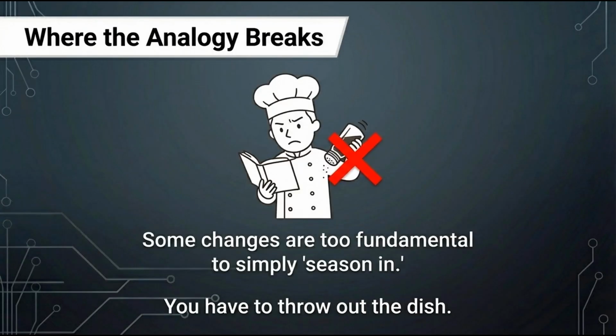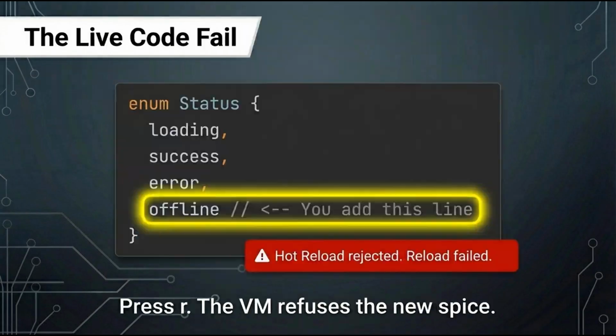But here's where the cooking analogy breaks. Some changes are too fundamental to simply season in. You can't just sprinkle them into the pot. You have to throw out the entire dish and start fresh. Here's a real example. I have an enum called status with 3 values: loading, success, and error. Now I add a 4th value, offline. I press lowercase r for hot reload. And the VM refuses. Hot reload rejected. Reload failed. The VM refuses the new spice.